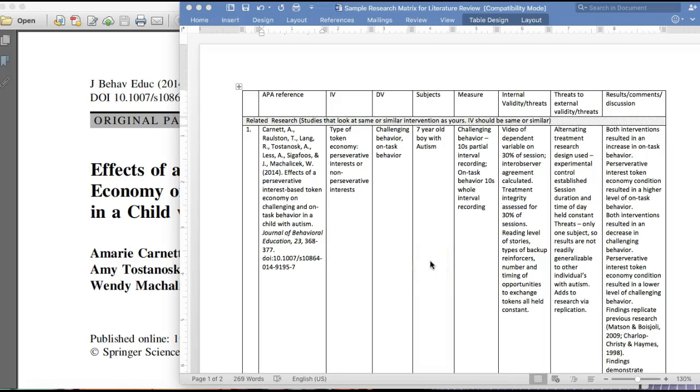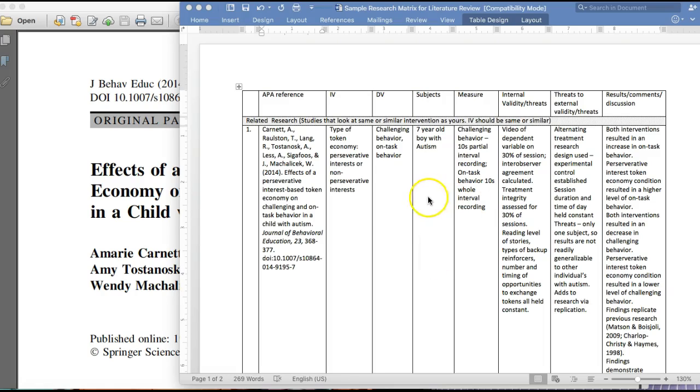Hi, this is a quick recording to demonstrate how to complete your research matrix that you'll be using for your literature review. As you know, you're going to need a large number of studies for your literature review, and using this matrix is going to help you both collect the information in an easy to organize way, but it's also going to help you to synthesize the literature as you're writing your literature review.